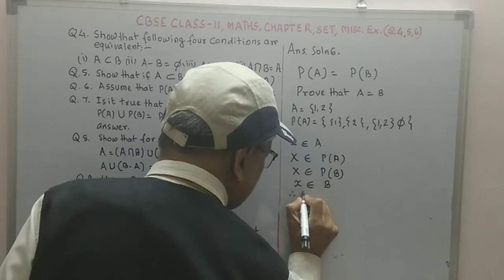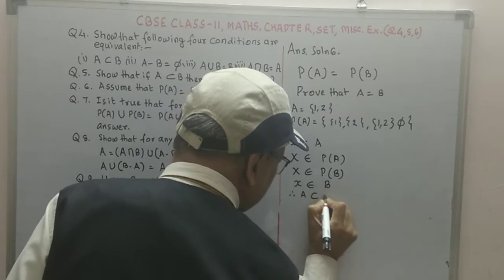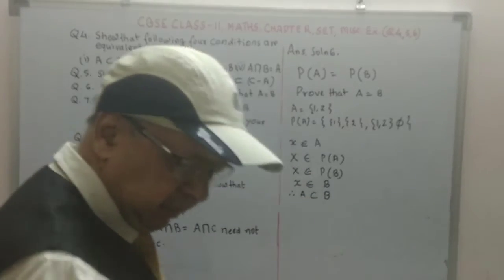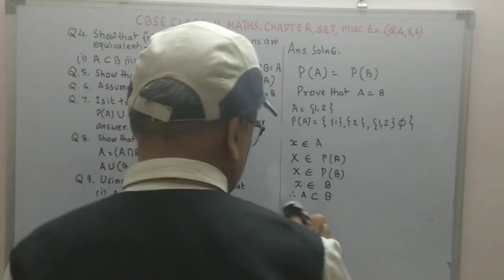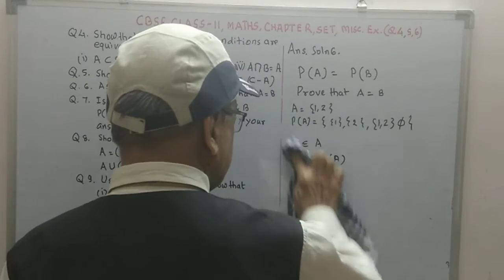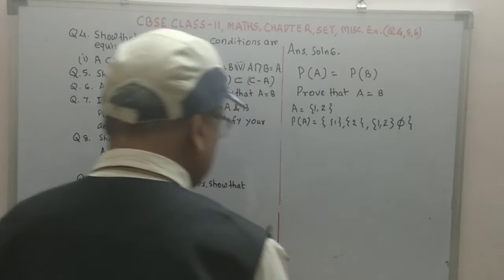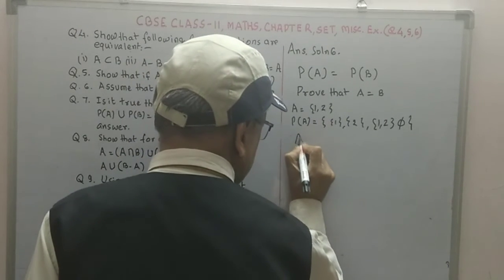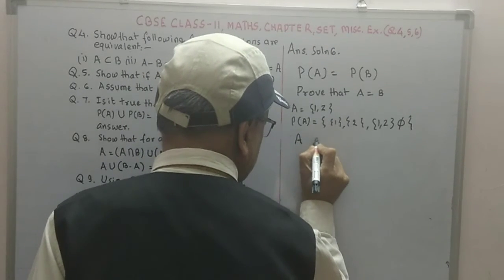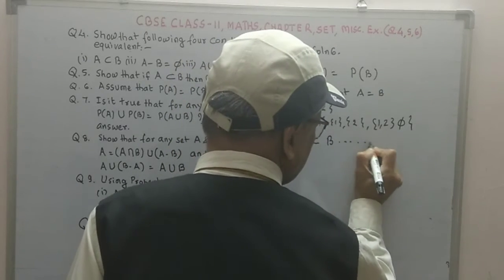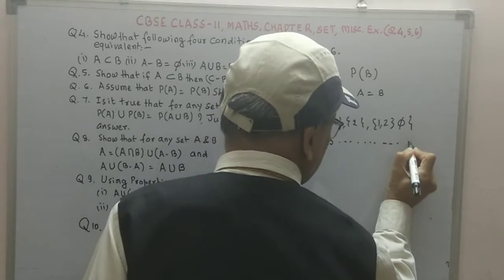Therefore, A is a subset of B. This we have seen. This I will keep separately: A is a subset of B. This I will mark as equation 1.